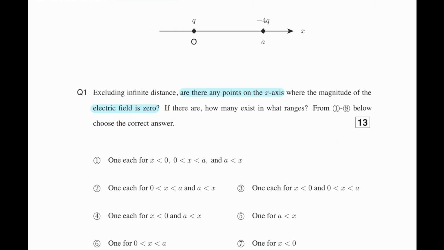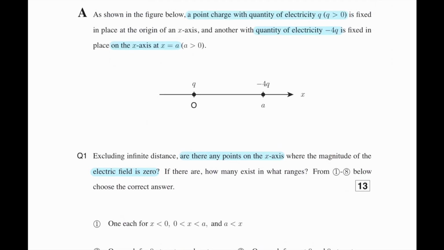So my goal is I want to find the position of any point where the magnitude of electric field is equal to 0. To solve this question, we have to know the direction of electric field. The concept is, if I have a positively charged, then the direction of electric field is out from that point.